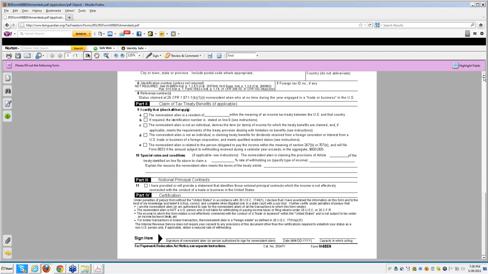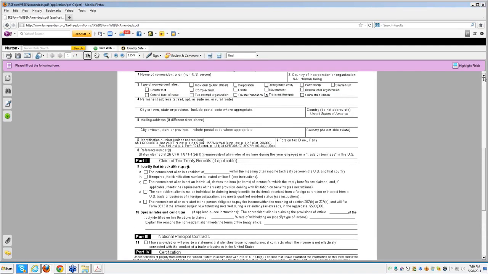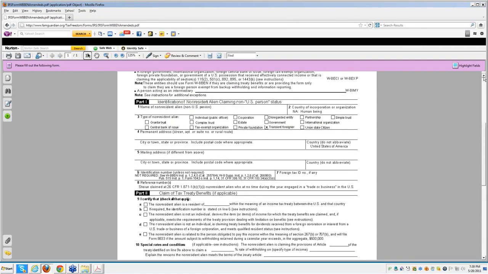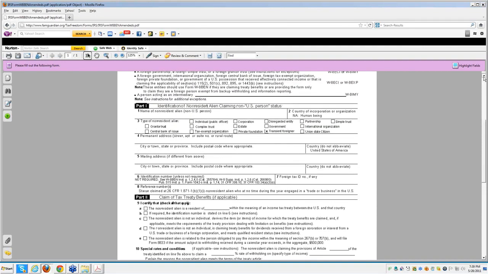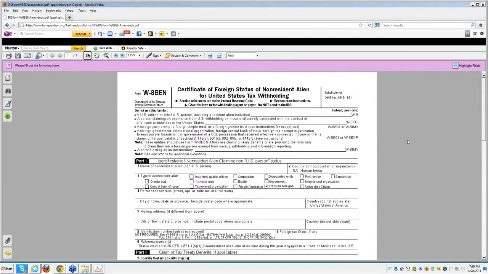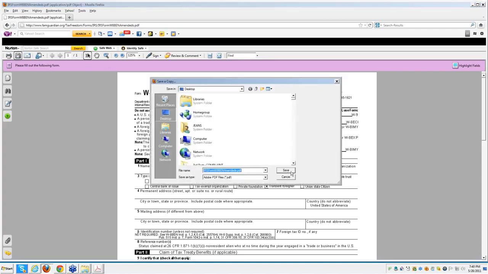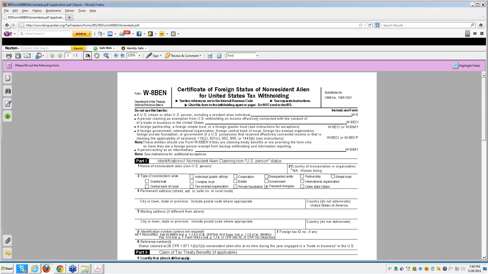Anything else that we put on there? Well, you want to be sure you use this one. You'll notice that these, you see, remember where this is? Transient foreigner. Okay, you want to save this. Save this to the desktop.